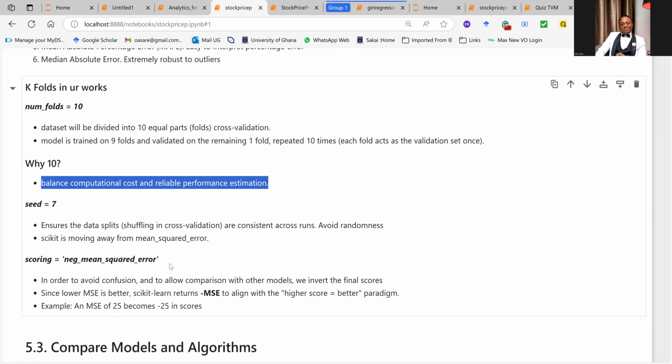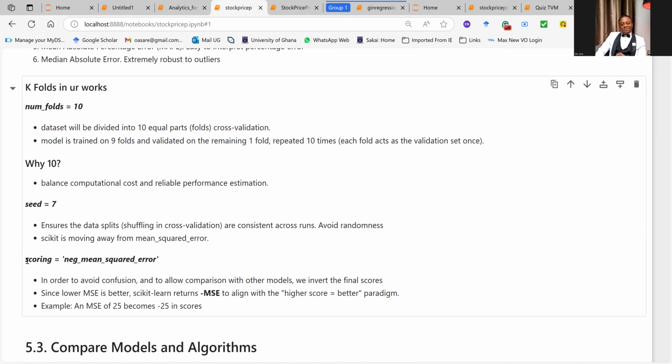As for the seed, the seed simply ensures that the data splits are consistent across the rounds. So the seed is like when you choose that 42, to avoid random state, exactly, to avoid the random state changing all the time. All right. Then the last bit there is the score.